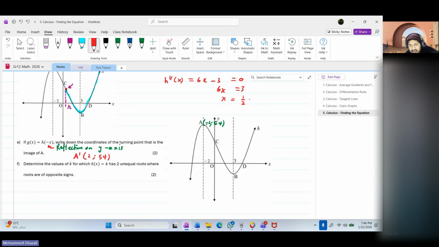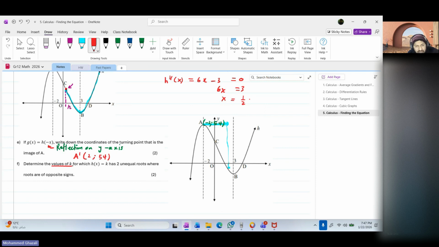If you fold the y-axis, the coordinate of A will end up there, at 2 and 54. So that point will move there. That point will get reflected here. And what is that point? It's going to be at the x value of 2, not -2, because you need to change the x to negative. It was already a negative. If we put another negative, negative makes a positive. So 2 and 54 should be fine.